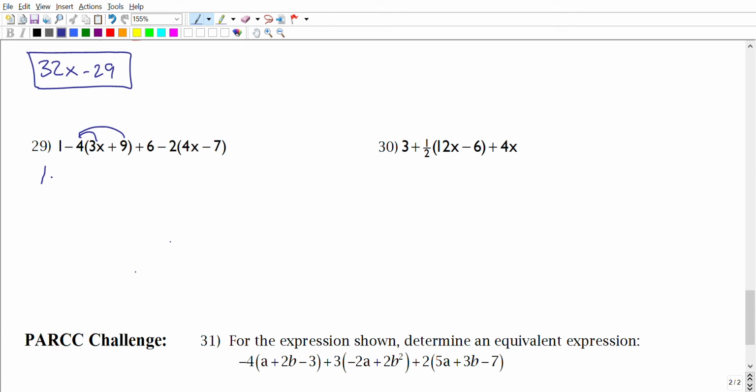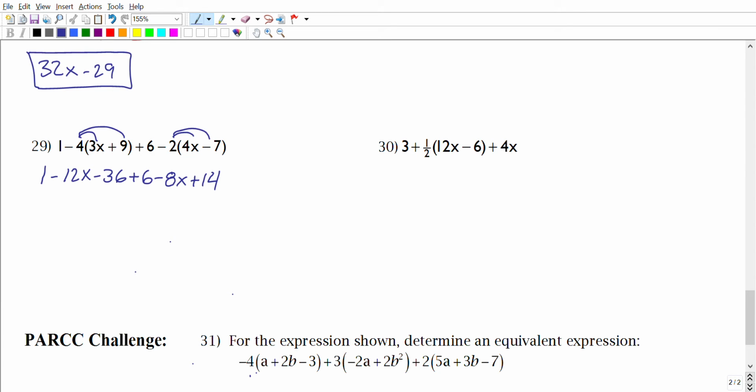So I'm going to rewrite my 1 because I haven't touched it yet. -4 times 3 is -12. And then don't forget your x. -4 times 9 is -36. Plus 6, because once again I didn't touch that yet, but I do have to distribute that -2. So -2 times 4 is -8 with an x. -2 times -7 is a positive 14.